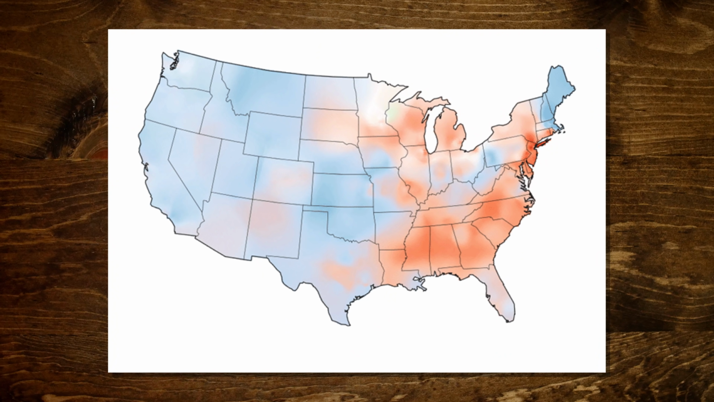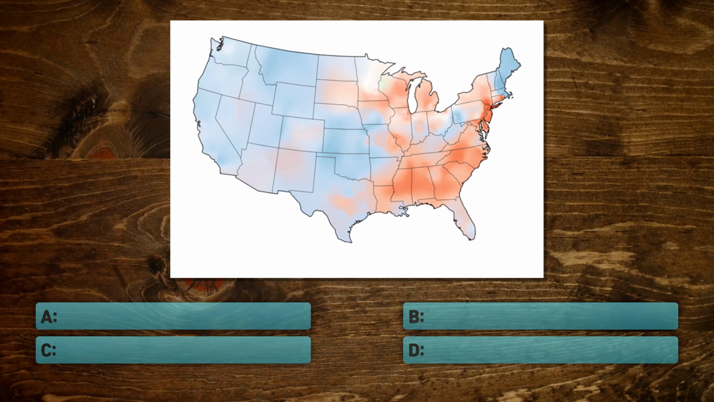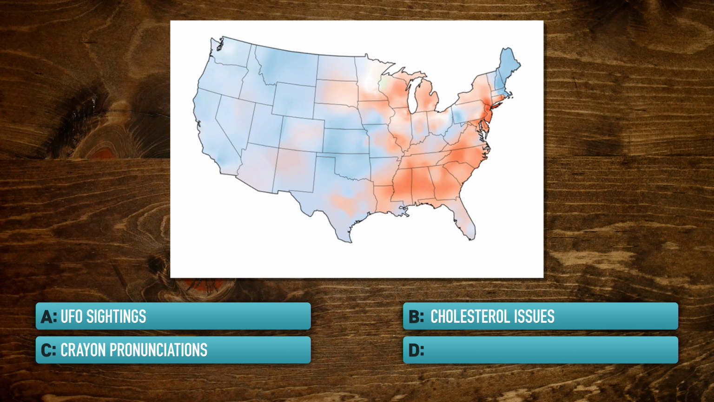Okay, here's another map. I think this one's a little bit easier. This is just the country that I live in. Yes, I recognize this country. What does this represent? A map based on where people claim to have spotted a UFO, a map based on the regions where people are most likely to have cholesterol issues, a map based on how people pronounce the word crayon, or a map of people who still say on fleek.